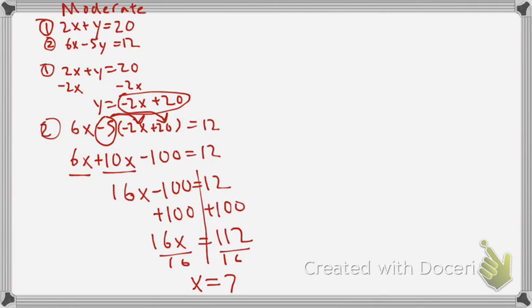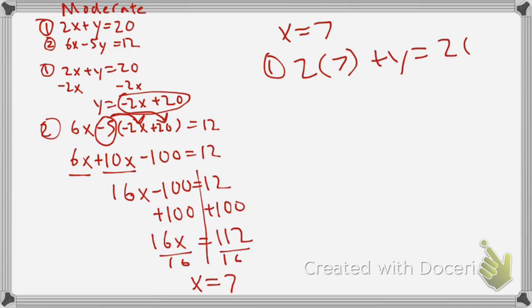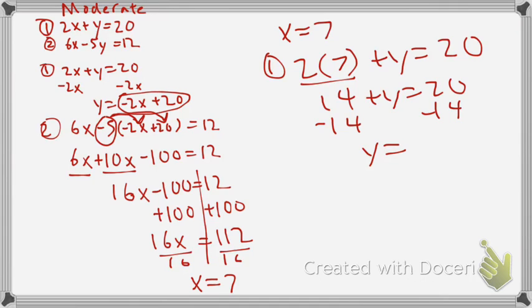Alright, once I figure out that x is equal to 7, I'm going to take that and substitute it back in. So x is equal to 7. I'm going to use whichever equation I want. I'm going to use equation number 1 to substitute it back in. So it'll be 2 times, instead of writing x, I'm writing 7, plus y is equal to 20. 2 times 7 is 14, plus y is equal to 20. So subtract 14 from both sides. y is equal to 6. Right, so my answer should be 7, 6.